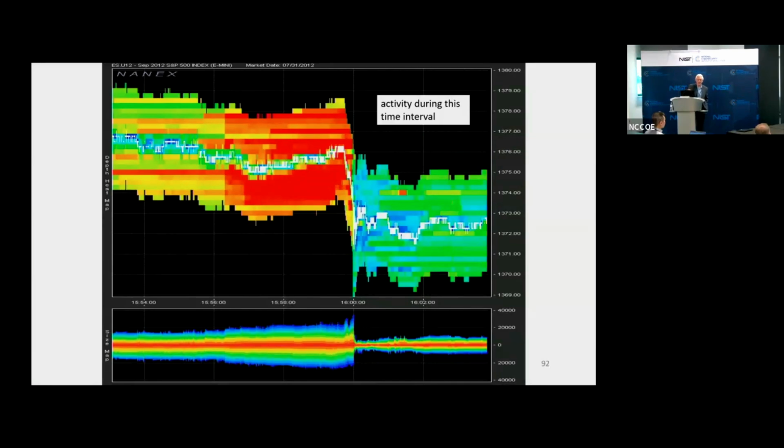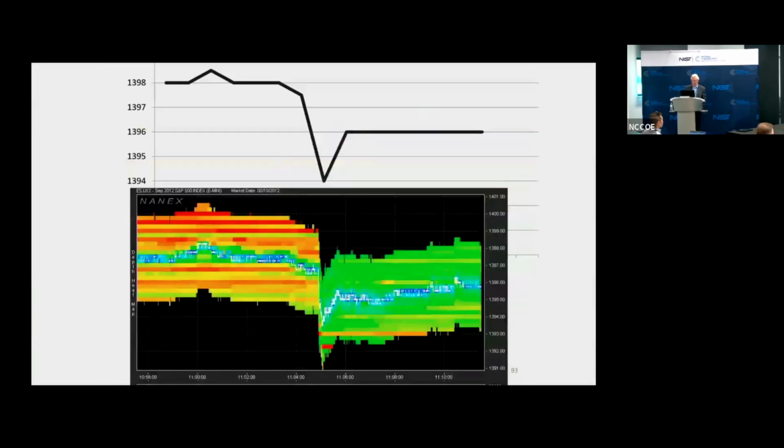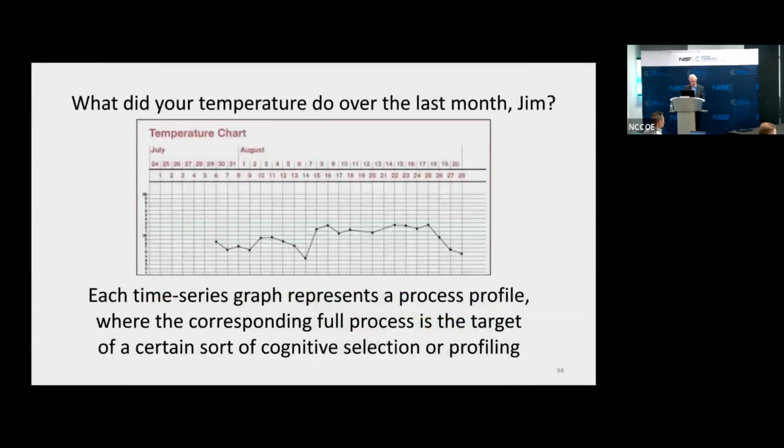Now, there are other things going on here which would be important to some people. But for most people, it's that which is important. So again, it's a measurable slice through a complex process. And now every time series graph is a representation of a process profile.